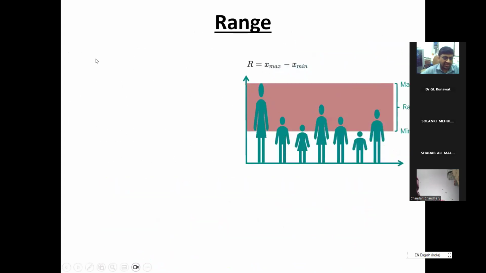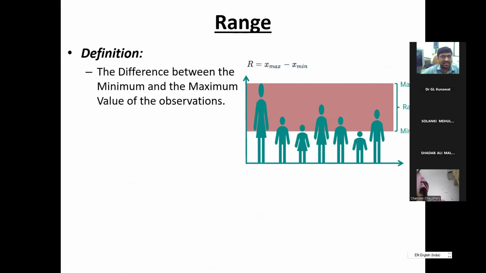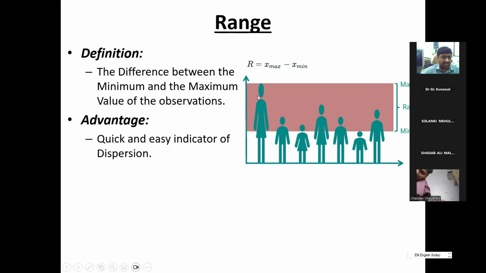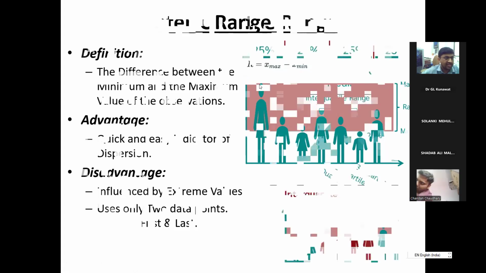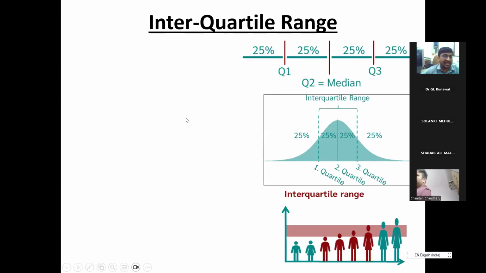So first let us see what is range. Range is the difference between the minimum and maximum value of the observation. It is an easy, quick method for dispersion, but if the minimum and maximum values are far more extreme than most of the data in your given data set, then it can be influenced by the extreme values. And here we are using only two data points, the minimum and the maximum, the first and last data points only.